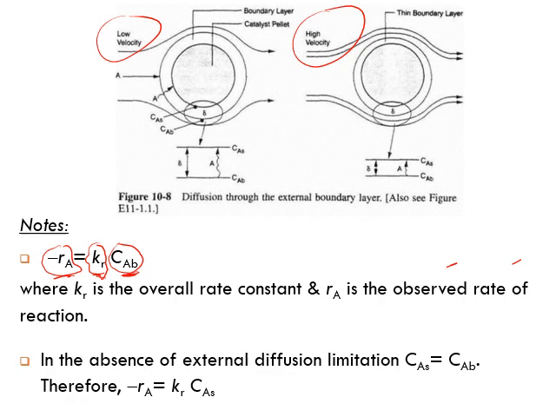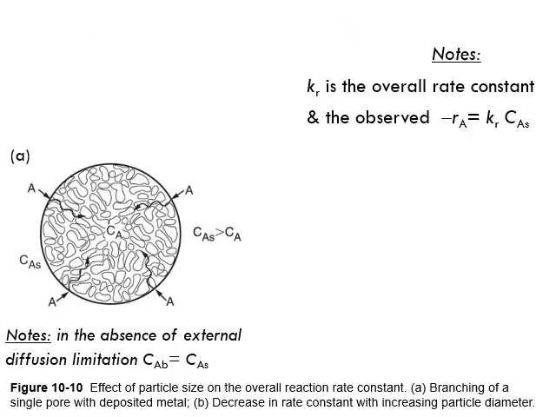So in the absence of external diffusion, I don't have external diffusion because I do not have a boundary layer, right? So in the absence of external diffusion limitation, C_AS, the concentration of A on the surface of the particle, equals the concentration of A in the bulk. Therefore, the above equation can be written as minus r_A equals k_r times C_A, the concentration of A on the surface, which is the same as the concentration of A in the bulk.